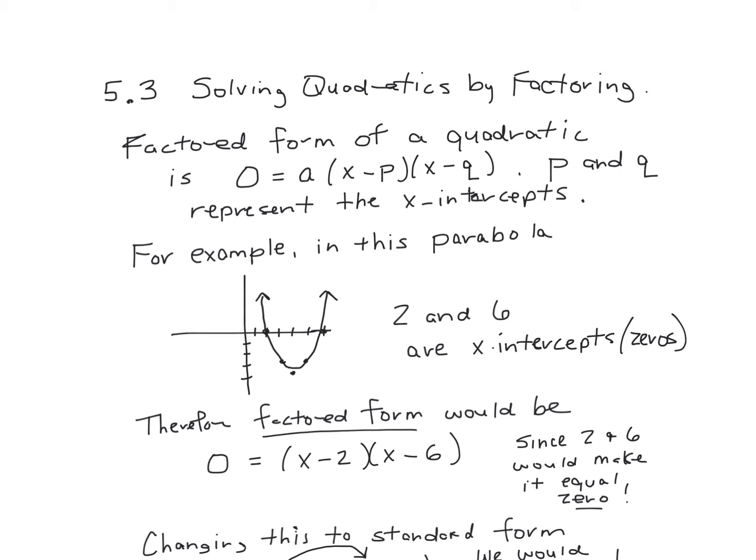Now the reason being, again, is that if you put p in here for x, p minus p is 0, and that's what we want it to equal. Now, for example, in this parabola, we have a parabola here with a vertex of 4, -4. You can see it crosses the x-axis at a positive 2 and a positive 6. So 2 and 6 would be considered the x-intercepts, which is also the zeros of that parabola.